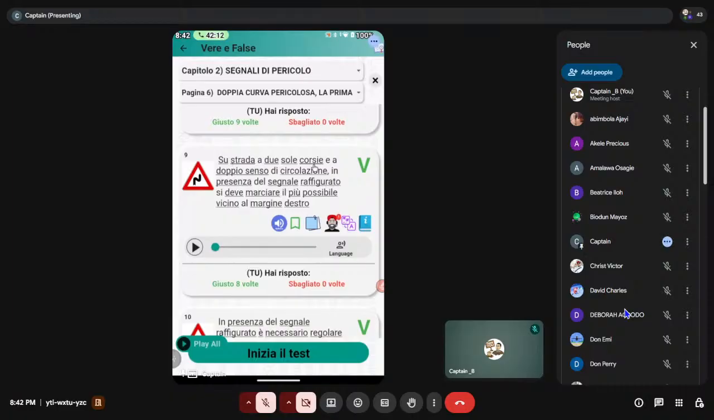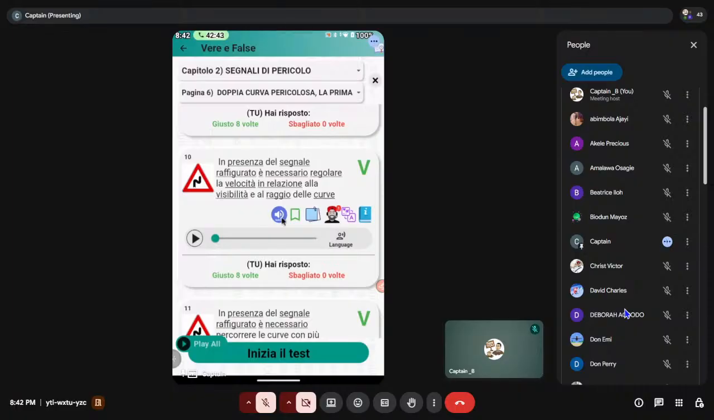Su strada a due sole corsie e a doppio senso di circolazione, in presenza del segnale raffigurato si deve marciare il più possibile vicino al margine destro. At the previous one, we just finished that in the presence of this sign, being doppio senso di circolazione and just two lanes, we are advised to circulate more closely at where? That's true. Yes, it is true.